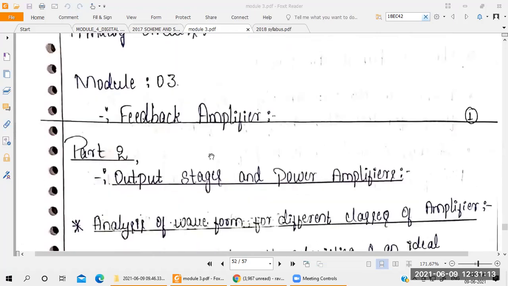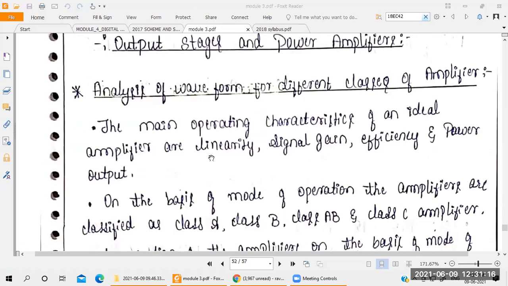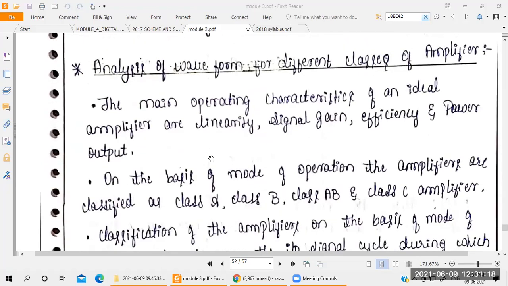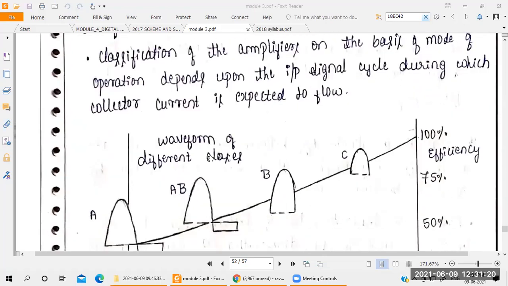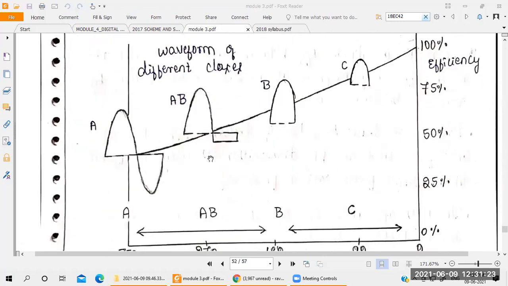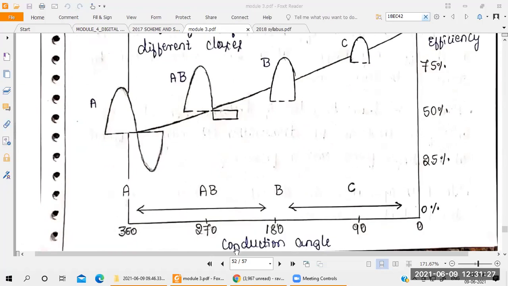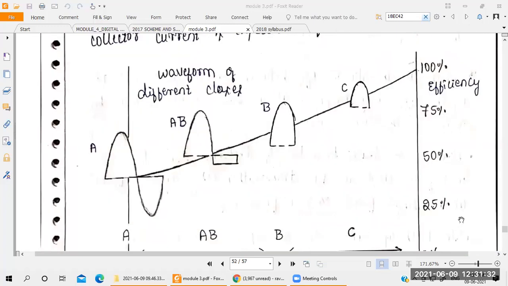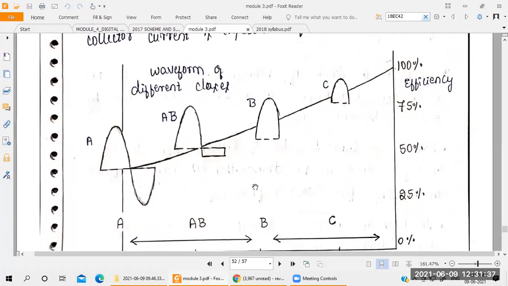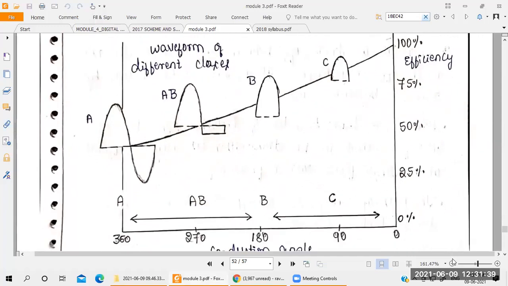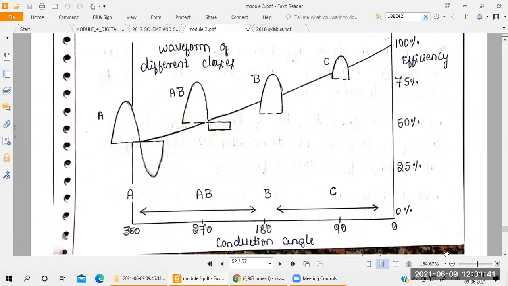Then you take the last one here. What is that? Class C amplifier. Take the difference between the different amplifiers here. For the x-axis they have taken conduction angle, and for the y-axis they have taken efficiency. This diagram is not given in the textbook or syllabus, so you just go through this for notes. For the x-axis they have taken conduction angle, y-axis they have taken efficiency.